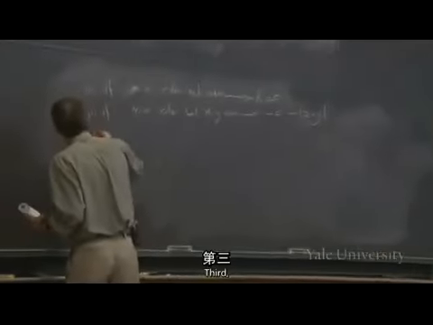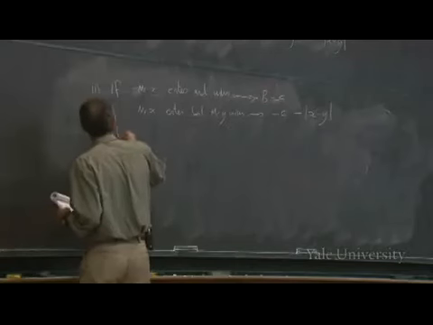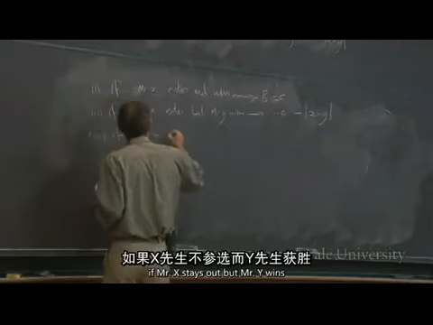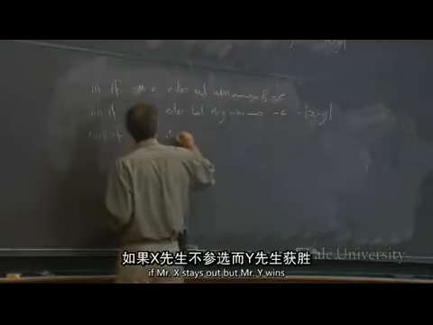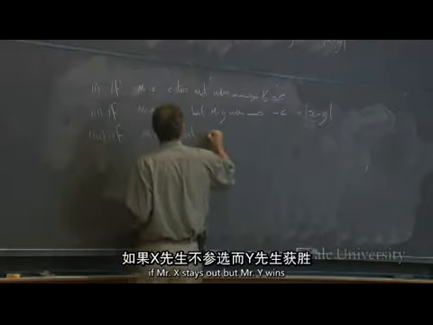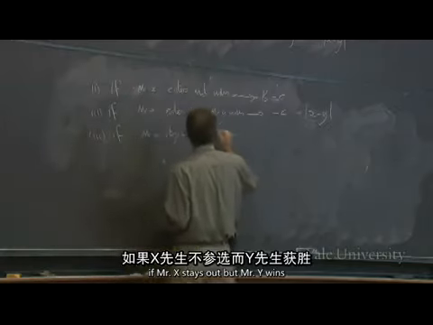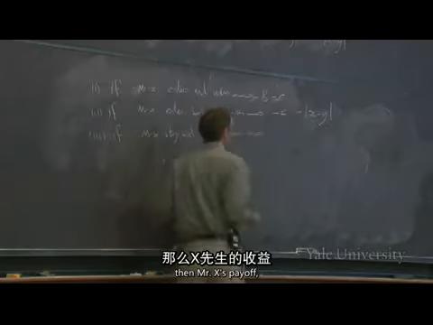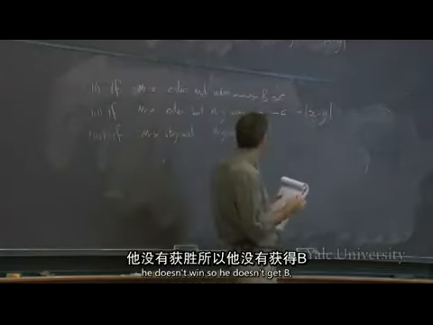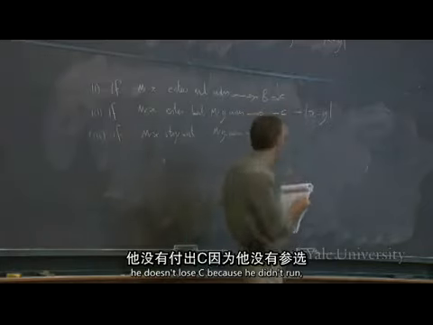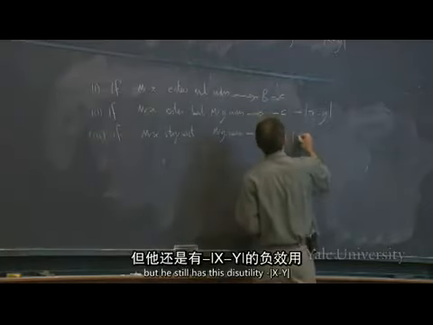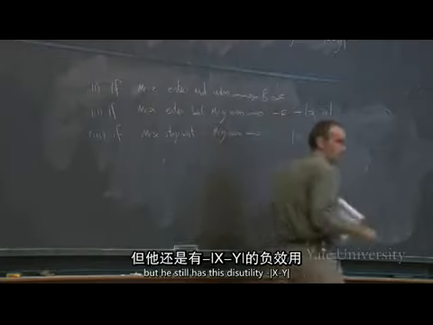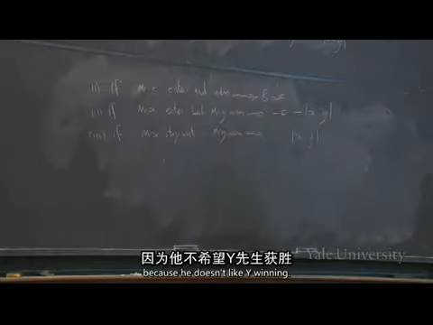Right? And third, if Mr. X stays out, but Mr. Y wins, then Mr. X's payoff: he doesn't win, he doesn't get B, he doesn't lose C because he didn't run, but he still has this disutility, minus X minus Y, because he doesn't like Y winning.